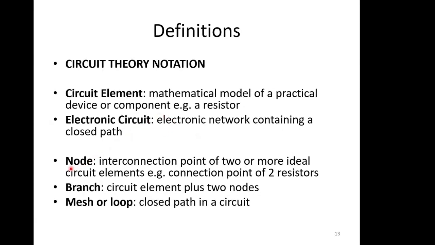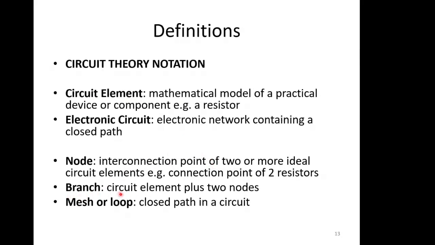And we have something called a node. We'll be talking a lot about nodes. We've already discussed nodal analysis briefly. A node is an interconnection point of two or more ideal circuit elements, elements being resistors, capacitors, whatever. So it's two things joined together, so the connection point of two resistors. And we'll have a look at trying to spot these in a minute.